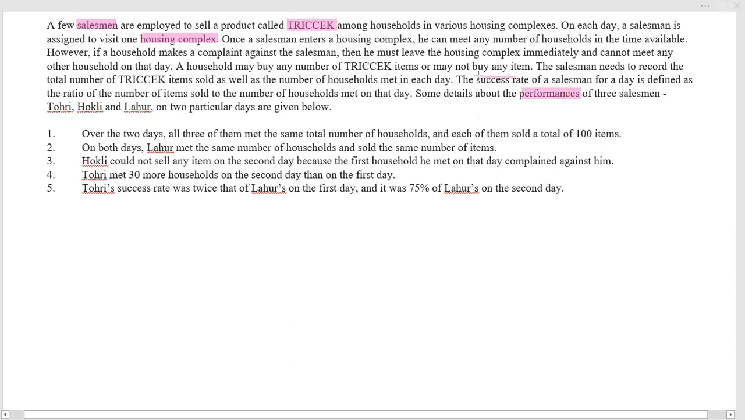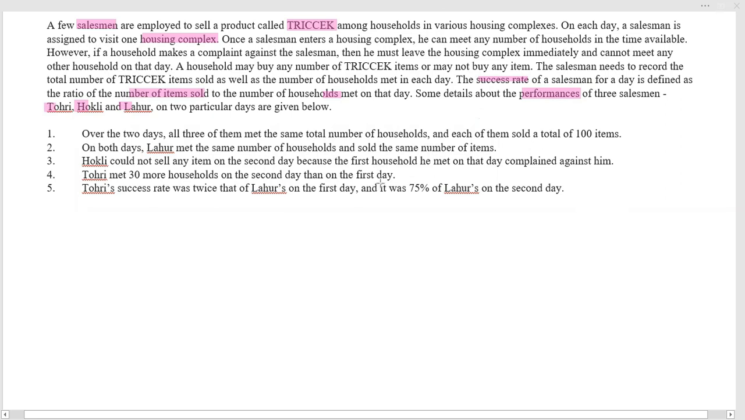This is called success rate. Whenever we get these two, we get the ratio of it, which is defined as the ratio of the number of items sold to the number of households met. So this way we can get the success rate also. Now there are three salespersons, Tori, Hockley and Lahore. We will call them T, H and L. These are the three salespersons, and their information is how many households they have visited and the number of items they have sold.